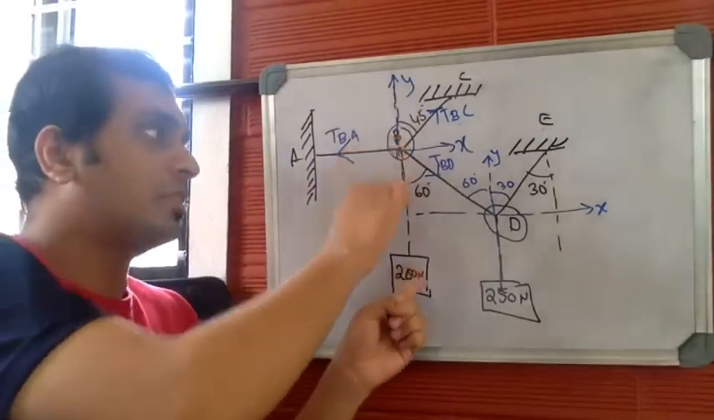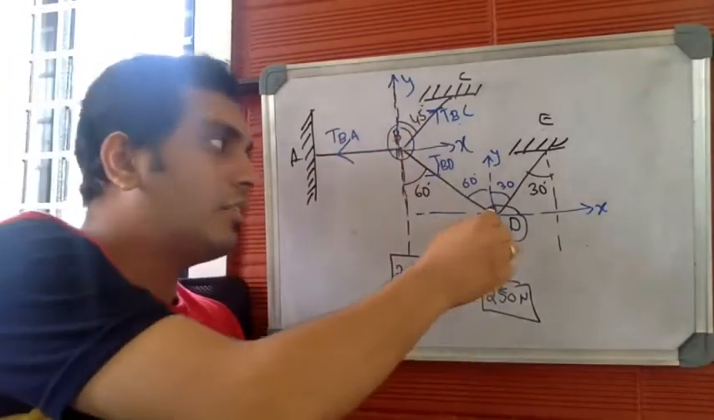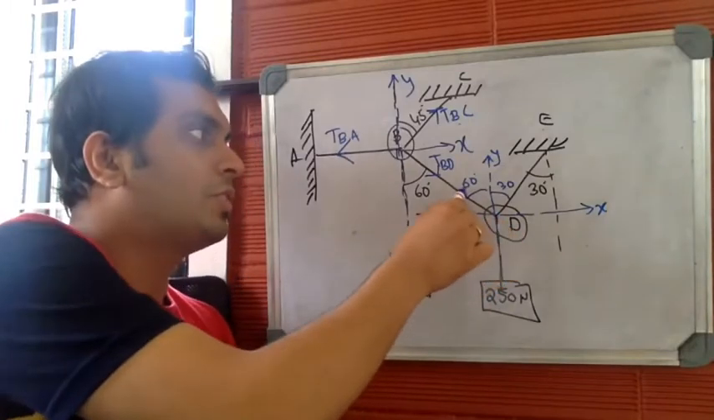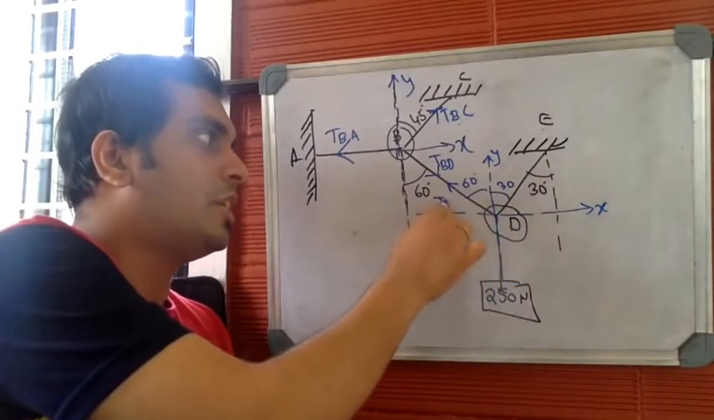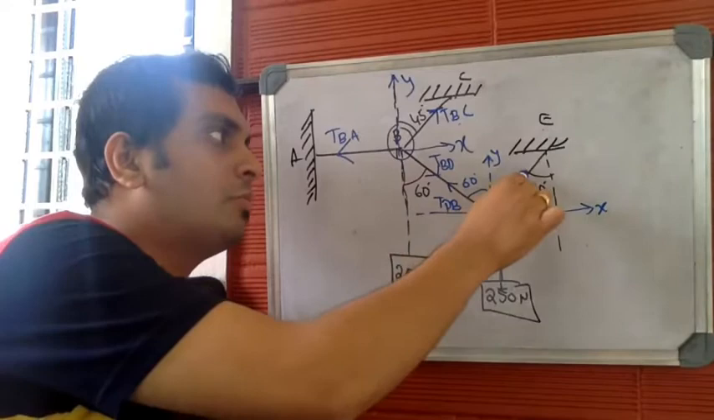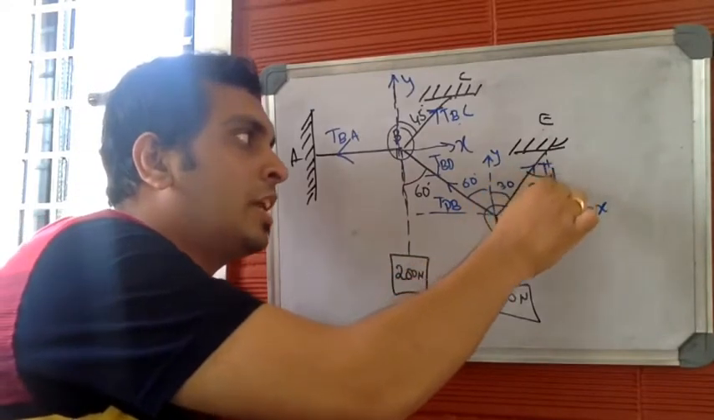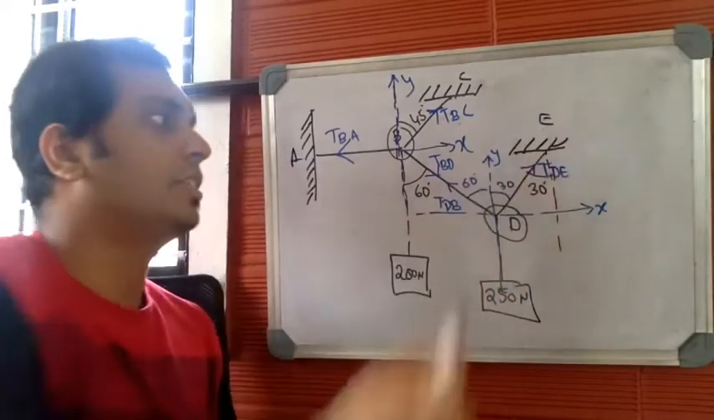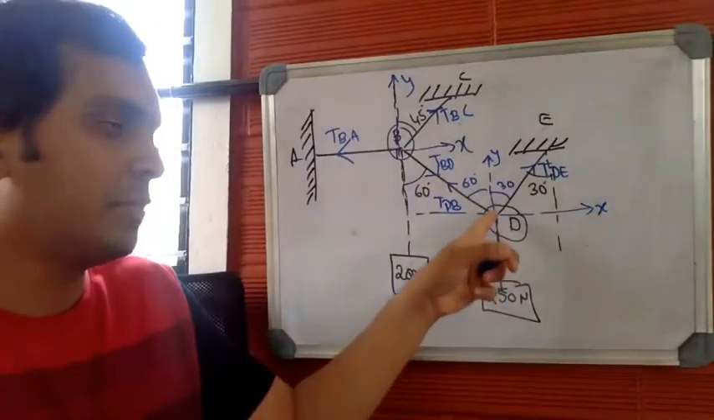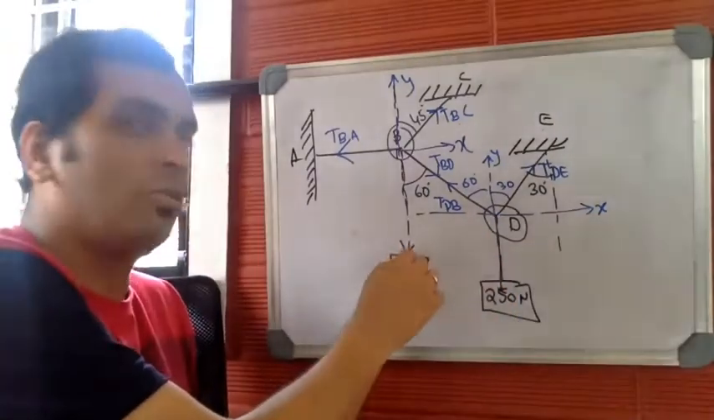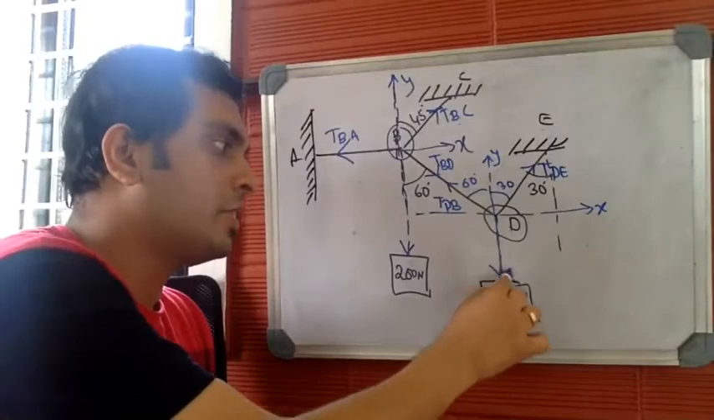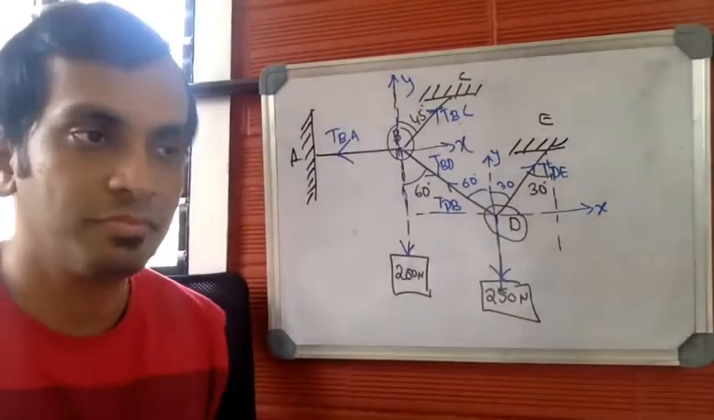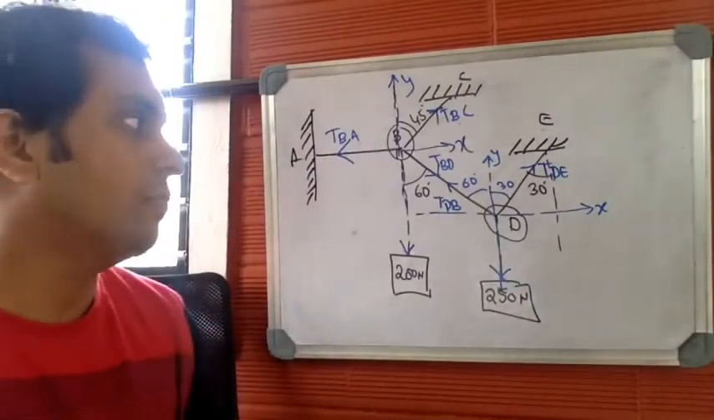This is not a cable segment. This is a suspended load. Now let us consider D. Force will move away from the junction point. This will be T D B. Force will move away from the junction point. This will be T D E. This is not a cable segment, this is a suspended load. You have a suspended load which always moves vertically downwards. So you have marked all the forces now.